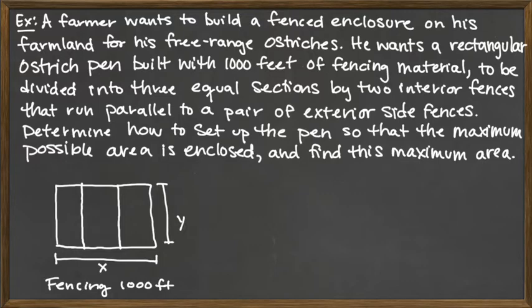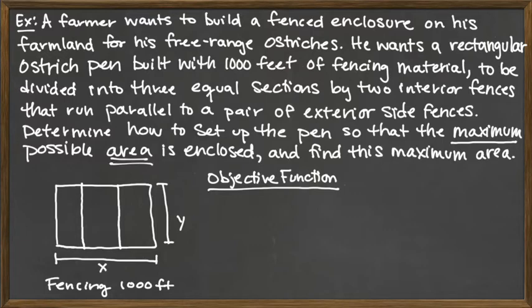Okay, so let's keep reading the problem. It says determine how to set up the pen so that the maximum possible area. So we've got that keyword there, maximum. Maximum is telling us that our objective function is going to be an area function because we want to find the maximum possible area enclosed. And in the end, to finish this up, we want to actually find out what that area is.